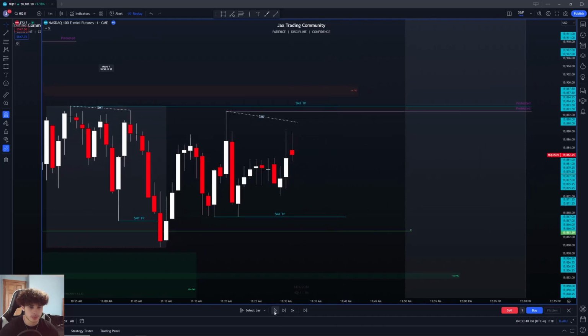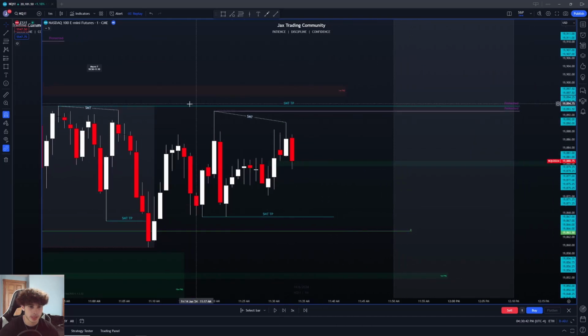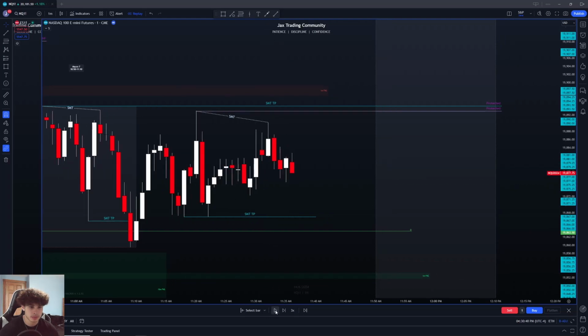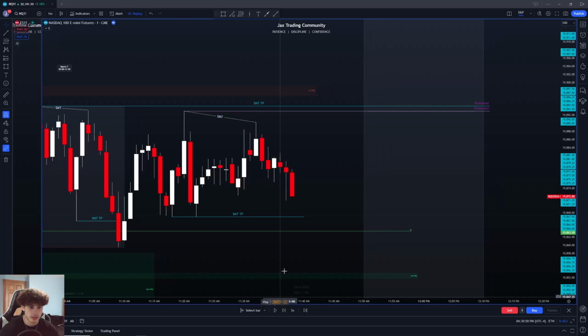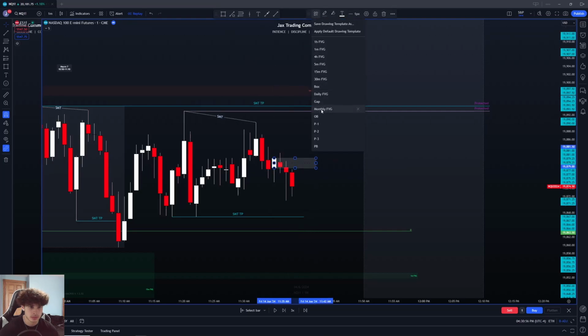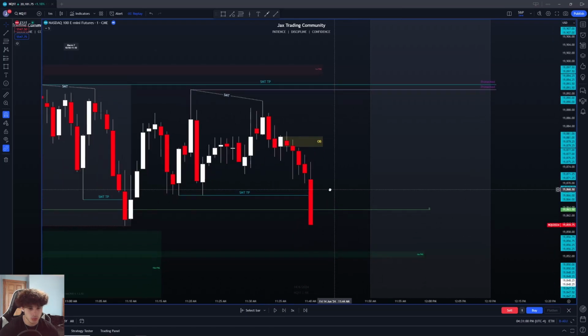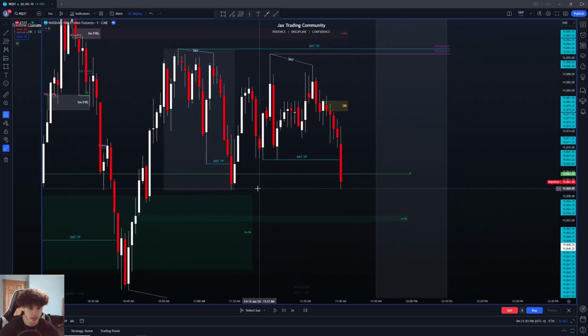All right, so right here we create another SMT. We are disrespecting this bullish PD array. Now we have an order block right here. We'll see if we come back to tap into this order block. We don't end up tapping into it.